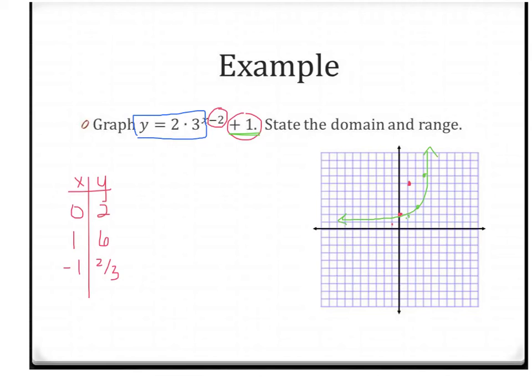Now it does say to state the domain and the range. The domain is going to be all real numbers because it goes left and right forever. Range is going to be y greater than or equal to 1 because of that shift up 1.